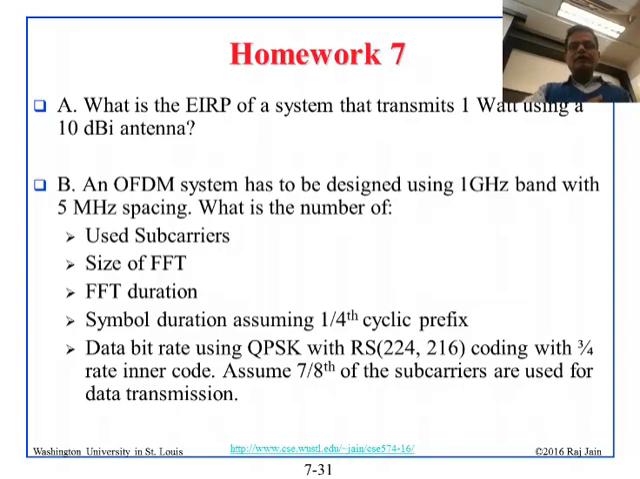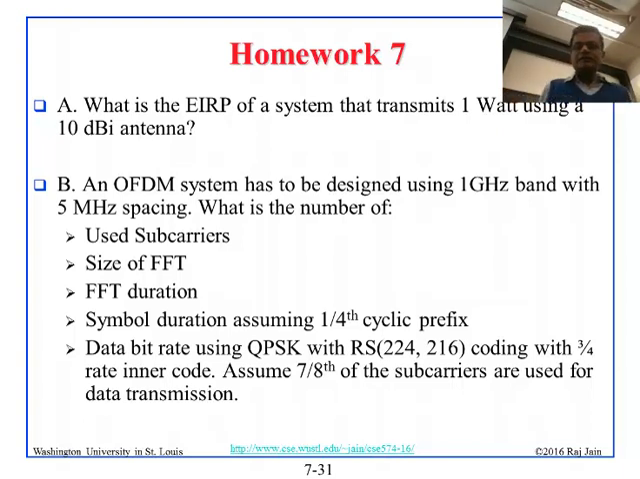All right, there's homework number 7. What is the EIRP of a system that transmits at 1 watt using a 10 dBi antenna? So now it is a directional 10 dBi antenna and it's sending 1 watt. So you should be able to calculate EIRP.